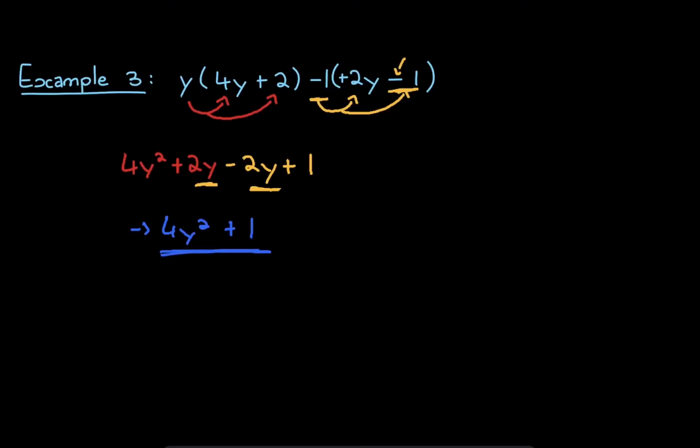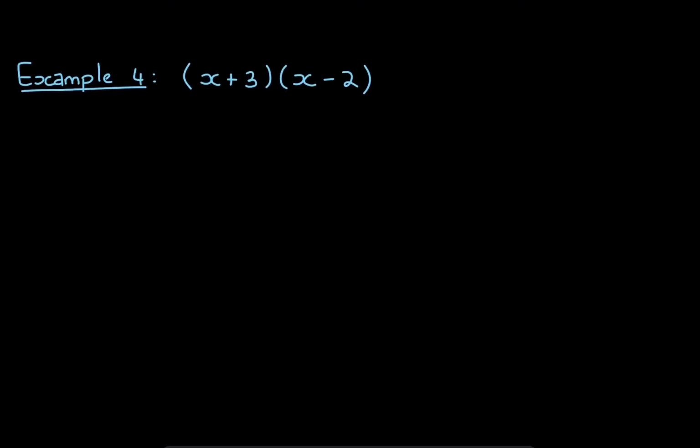All right, now let's have a look at example number 4. In this case, I'm just going to show you two ways to approach this question. The first method involves you writing the value x and the value 3 separately, and the value inside this bracket in front of it. What do I mean by this?